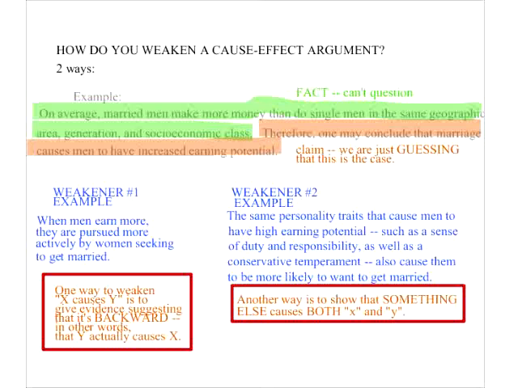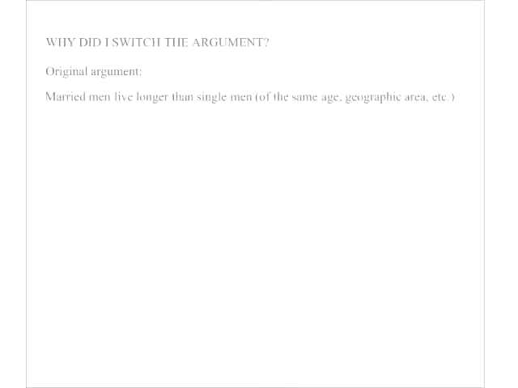So now let me quickly explain why I switched the argument by illustrating what would happen if I had. And then we'll come back to the original problem here. So why did I switch the argument? Here's the original argument. The original argument was that married men live longer than single men of the same age, geographic area, etc. Therefore, marriage causes men to live longer.